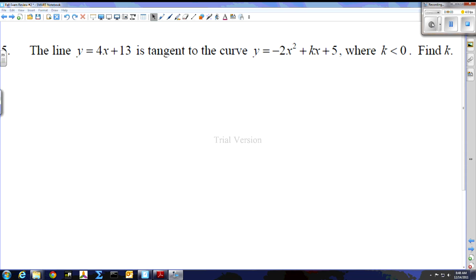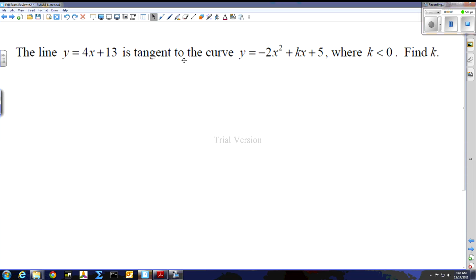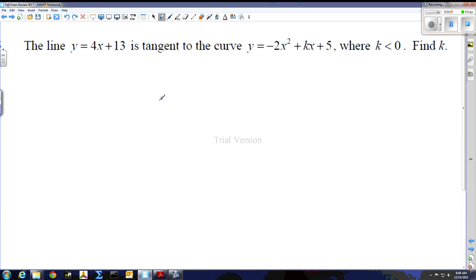Okay, as soon as we read this problem, we see tangent, so we should be thinking derivative, knowing that we've got to find the derivative of something here. We're told that y equals 4x plus 3 is tangent to the curve at this particular point, and we're told that k is less than 0. So if it's tangent, that means when we take the derivative of this, which will be negative 4x plus k, that's got to be equal to this number here, 4.